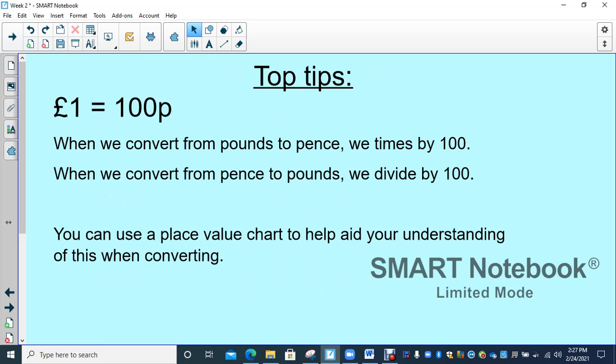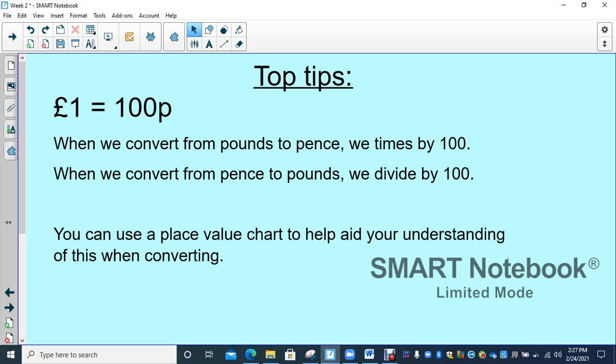Okay, now I just wanted to remind ourselves of some top tips. One top tip is that £1 is equal to 100 pence. So keep this in mind, especially as today we will need to convert from pounds to pence or pence to pounds. If we convert from pounds to pence, we times by 100. And when we convert from pence to pounds, we are dividing by 100.